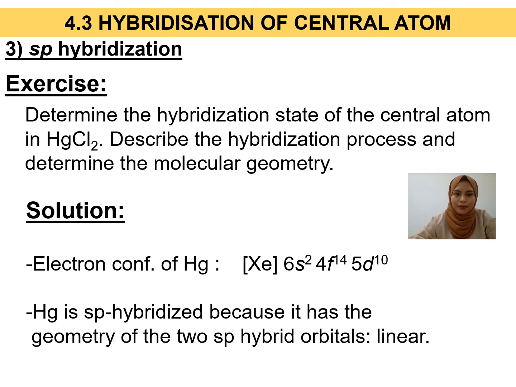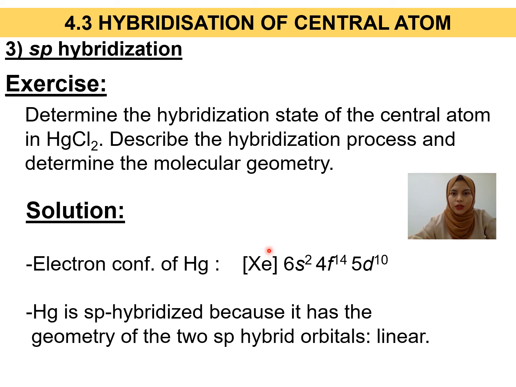For the last example, the question asks you to determine the hybridization state of the central atom in molecule HgCl2 and describe the hybridization process and determine the molecular geometry of HgCl2. So the electronic configuration of Hg adalah this thing. Okay, so first of all, you need to draw the Lewis structure of HgCl2, so you will know that actually HgCl2 ni bentuk dia linear.